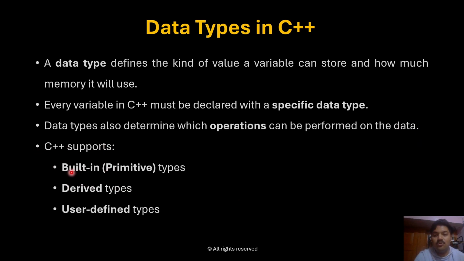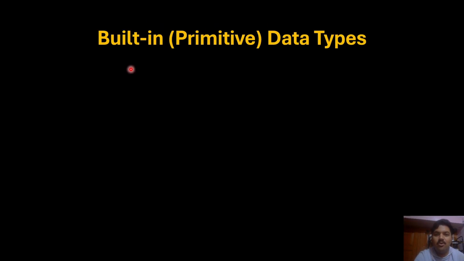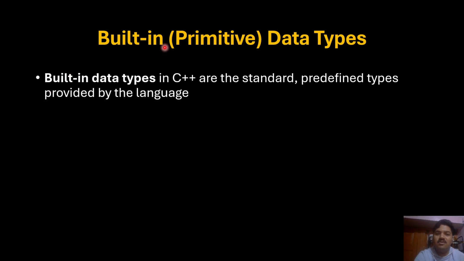C++ supports three types of data: built-in primitive data types, derived data types, and user-defined data types. So let us study in depth about each of them. First, built-in primitive data types. So what is a primitive data type? Built-in data types in C++ are standard predefined types provided by the language.